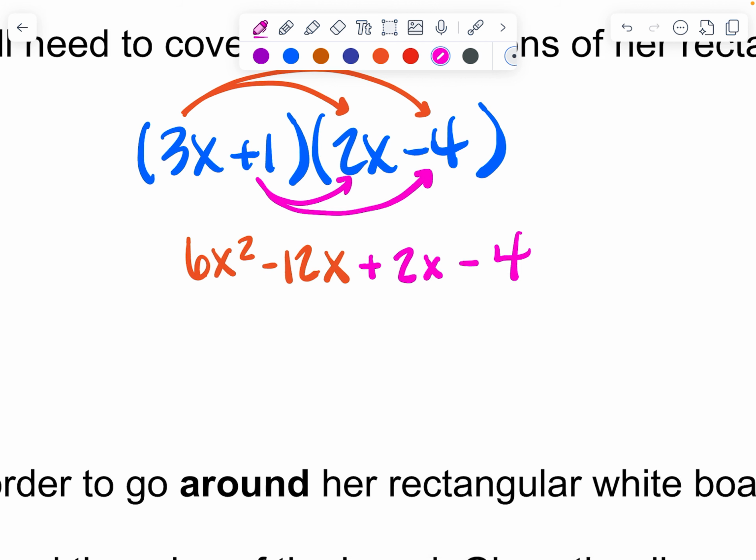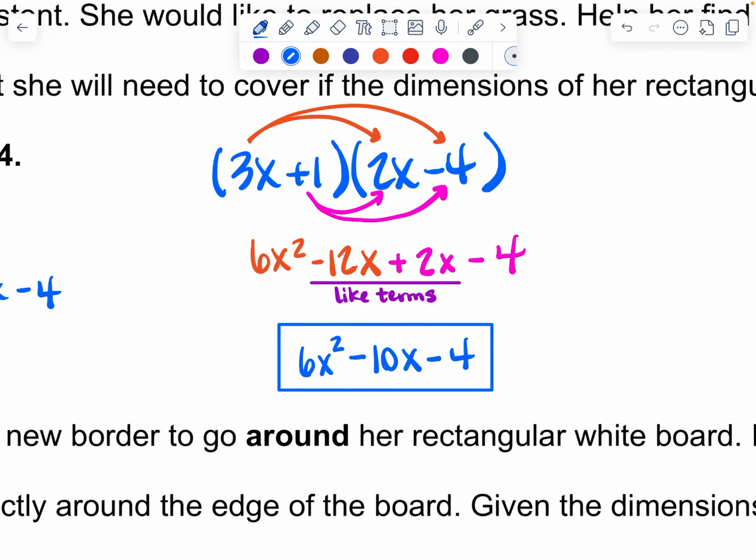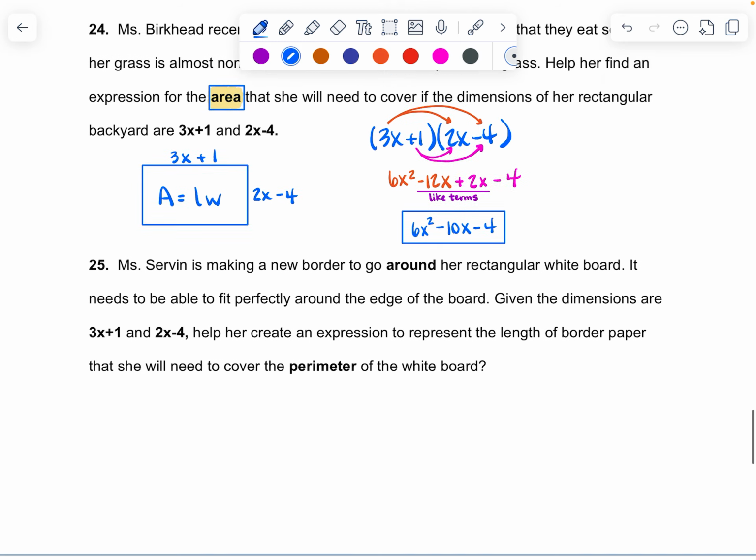And now that we've undone the parentheses, we've undone all the multiplications. So now this is just one giant addition and subtraction problem. So you're looking for like terms, which I have sitting right here in the middle, right? These are my like terms. So I'm going to be able to add those together. That's going to give me negative 10x's when I put them together. And I'm just going to bring down my x squared term and my constant because there's nobody for them to combine with. And that would be the expression for the area of her backyard.